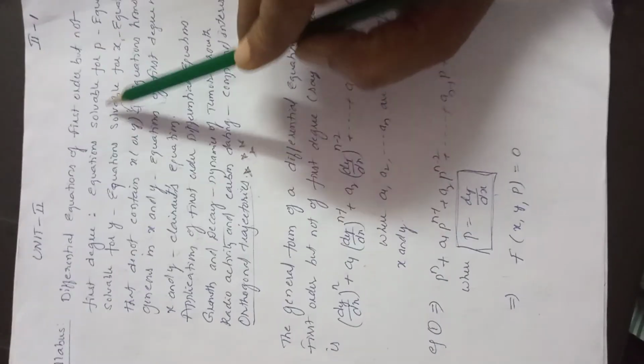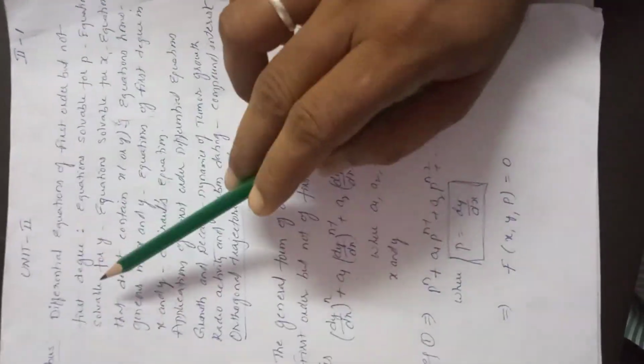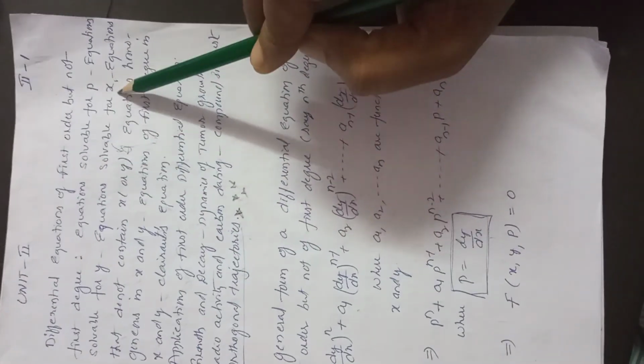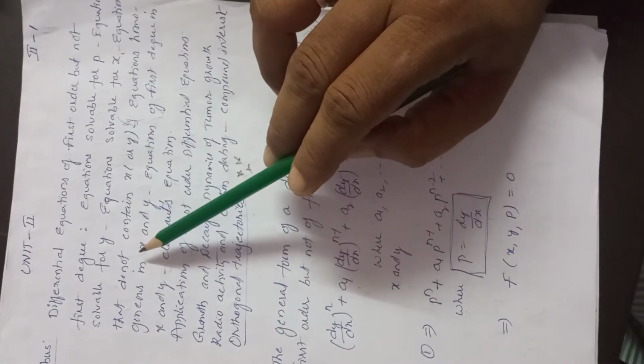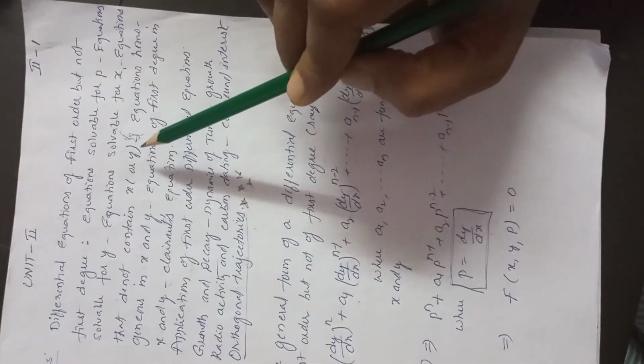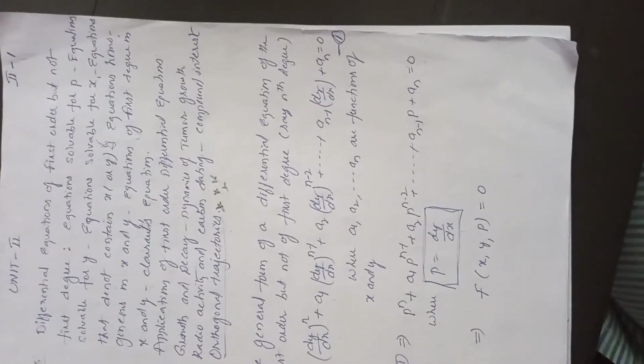Good morning, students. Now, Unit 2. In Unit 2, we have discussed the differential equations of first order but not first degree: equation solvable for p, equation solvable for y, equation solvable for x, equations that do not contain x or y. From here, we have to explain now. Here in this unit, these are very important.